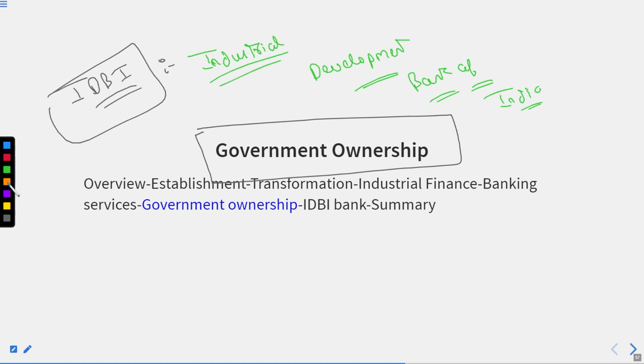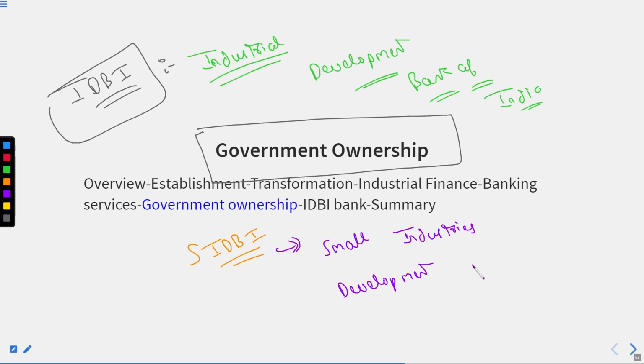Similarly, there was another bank, SIDBI. What is the full form of SIDBI? It stands for Small Industries Development Bank of India. That's what we have already discussed in the previous lecture. So why are we doing this? Because it is a little bit of revision. Now let's begin with the government ownership.